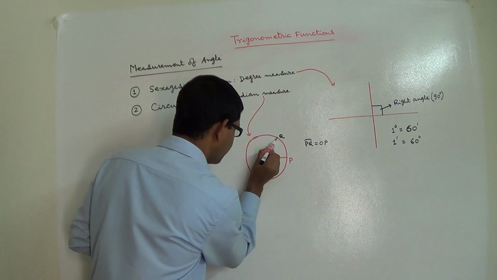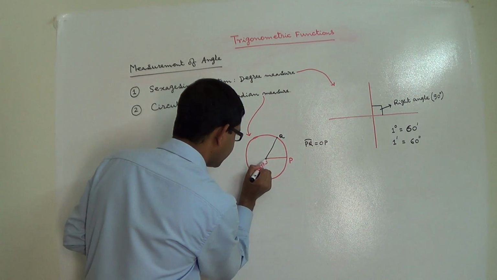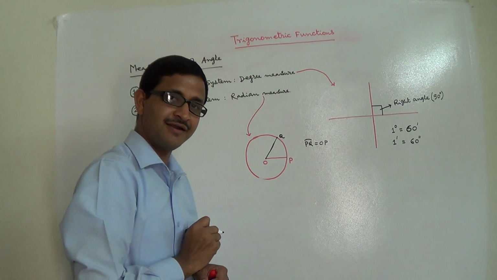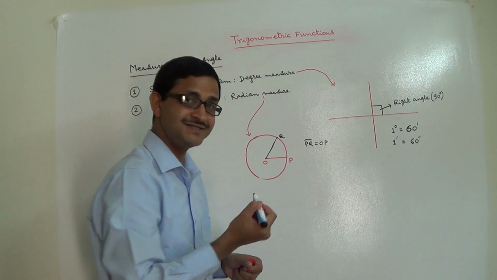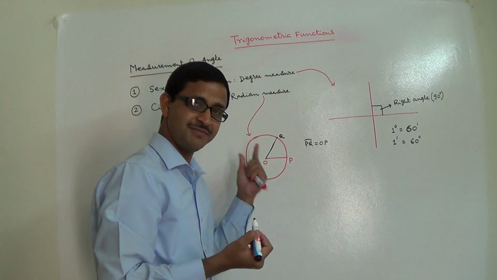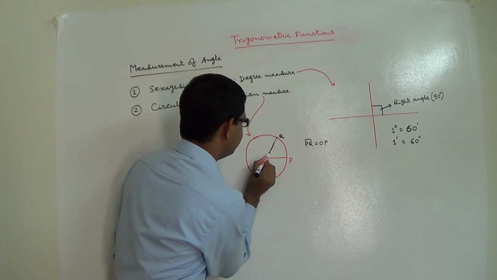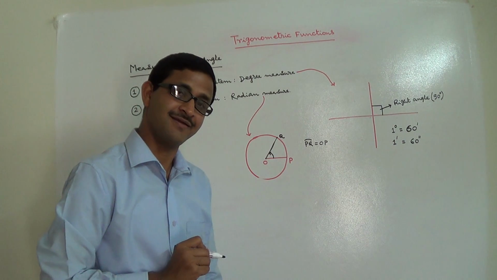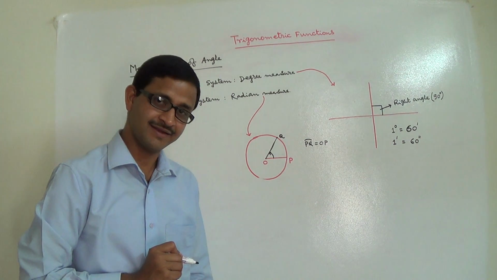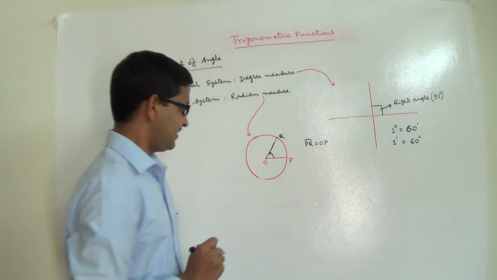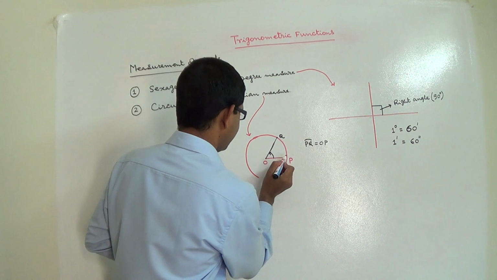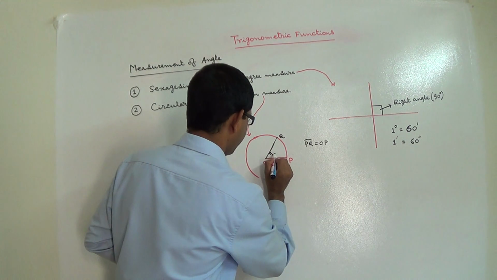According to the angle understanding, you can say OP is the initial side, OQ is the terminal side, and the angle has been formed like this. So this is known as 1 radian. Correct? Now, we say this is called 1 radian.